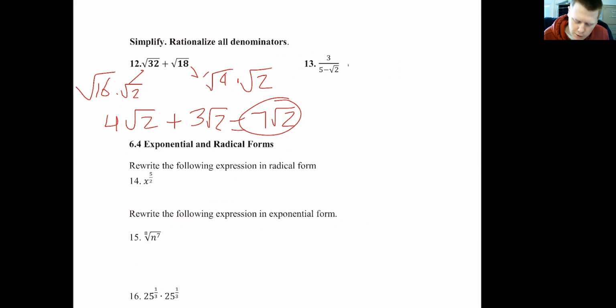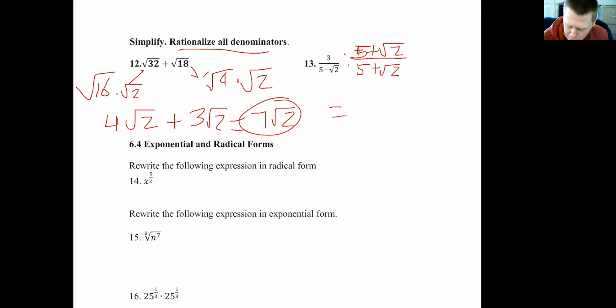Number 13, if you want to rationalize the denominator, remember you just multiply by the conjugate to the top and the bottom, because then we're really not changing this problem, because remember 5 plus the square root of 2 over 5 plus the square root of 2 is really 1. So we're really just multiplying this expression by 1.